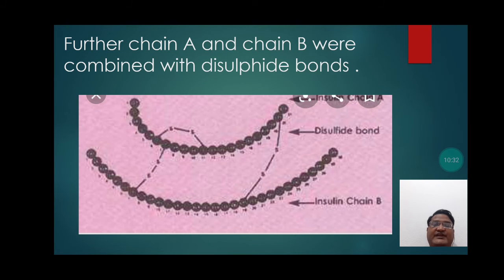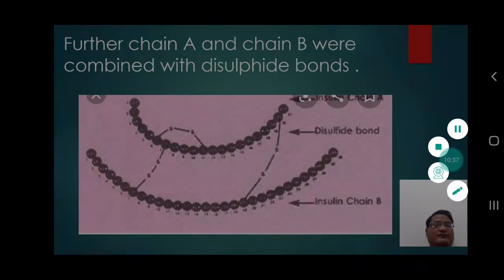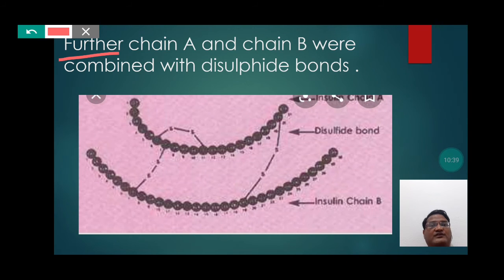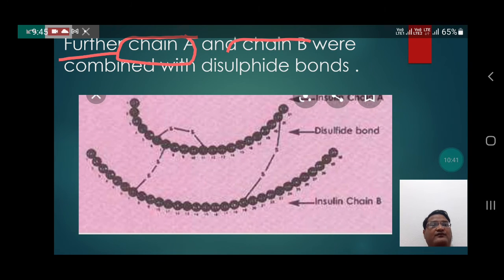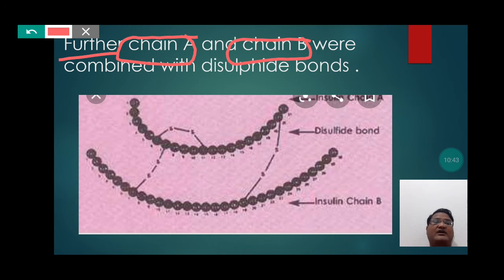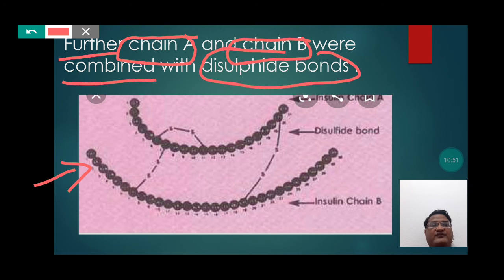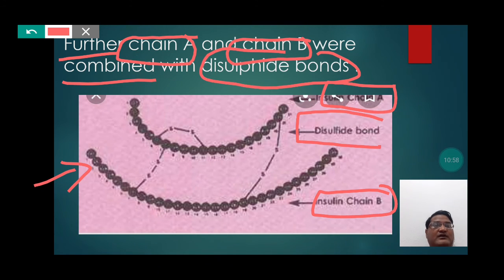Further, chain A and chain B were combined with disulfide bonds. So students, the chain A and the chain B, which were synthesized by the American company in the plasmids, are further combined with disulfide bonds. So students, here you can notice that the chain A and the chain B are further combined together with the help of disulfide bonds.